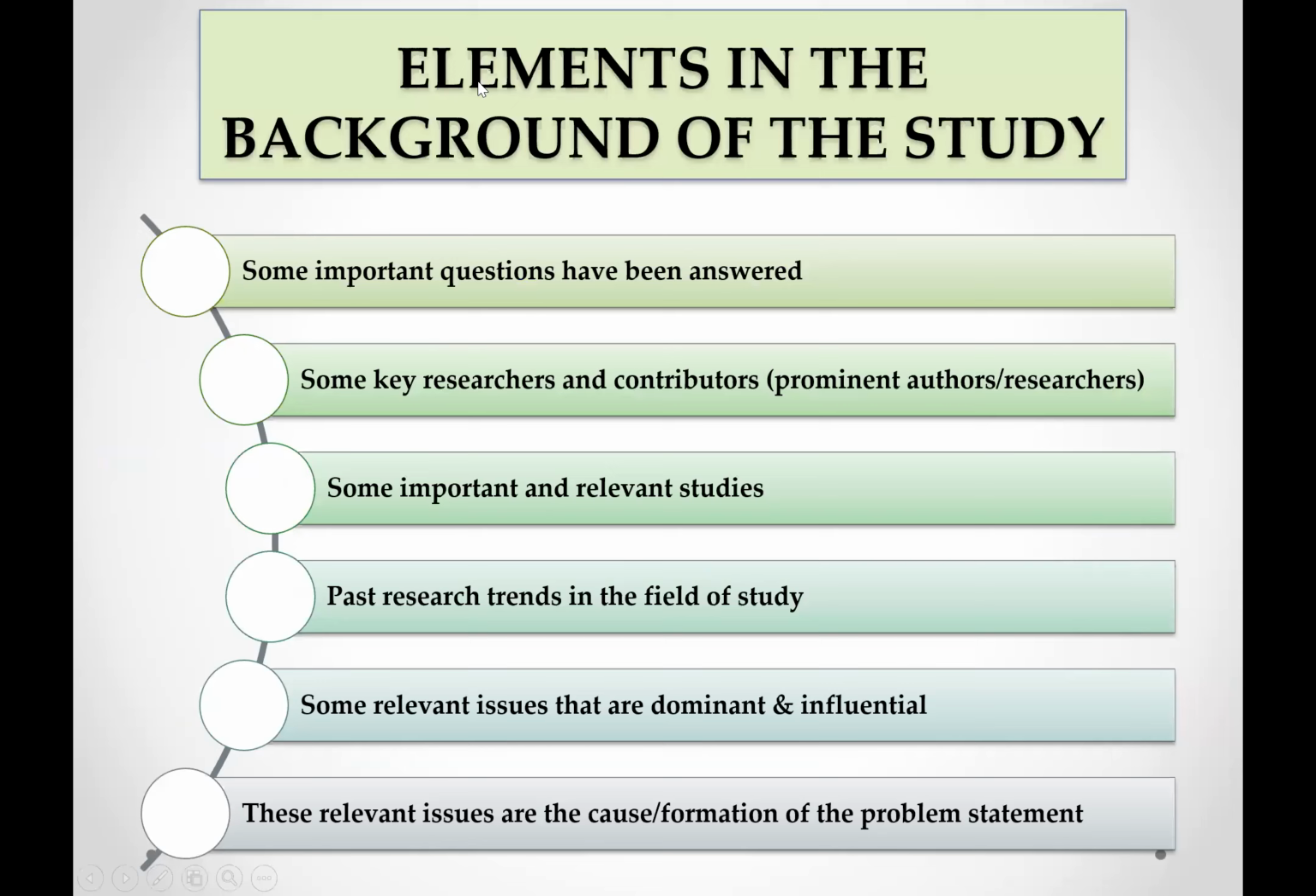So all these points are already covered in my explanation, but just to summarize, some important questions have been answered. If you want to use this as a checklist, you have done your research background, so use this slide as a checklist. Yes, we already highlighted some important things. Some key researchers are prominent authors. Yes, my citations are from prominent authors. Okay. Some important, yes, all this I highlighted in the research background, the relevant issues are the important ones.